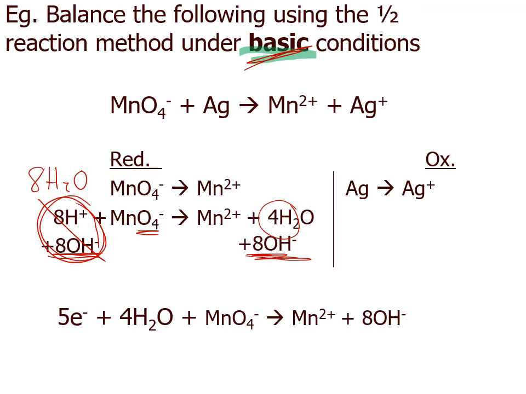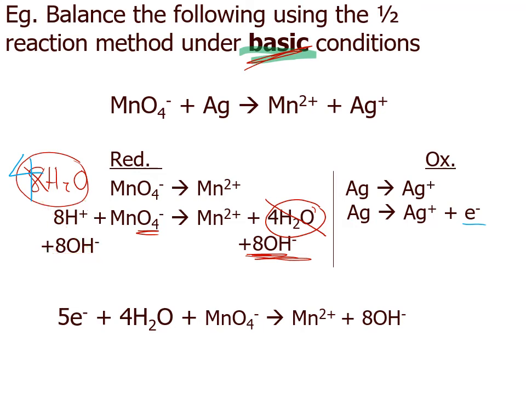Now, if we have 8 waters on the left and we have 4 waters that we added earlier on the right, the 4 waters will cancel out with the 8 waters and leave us with just 4 waters on the left. On the oxidation half reaction, we have to add our 1 electron to get the charges to balance between the left and the right-hand side. We know that we're going to be looking at the charges in our reduction half reaction. Let's do those calculations now.